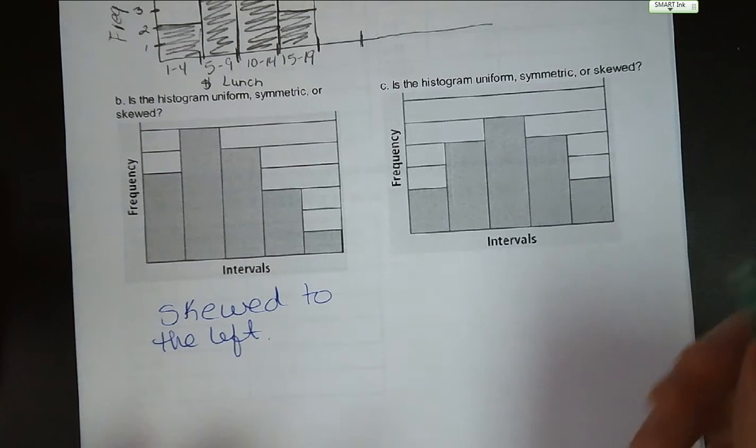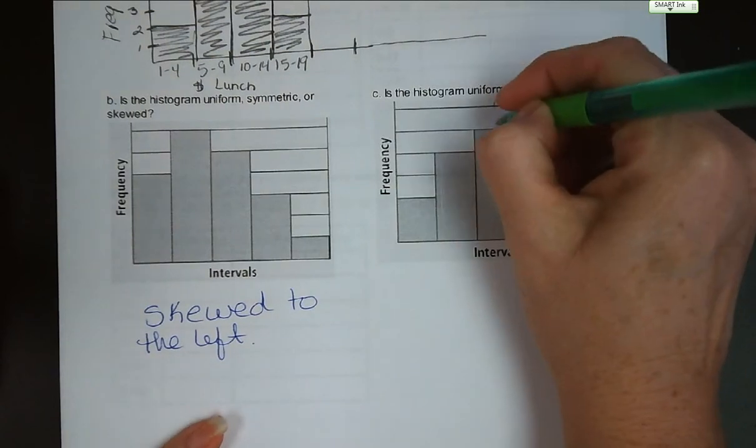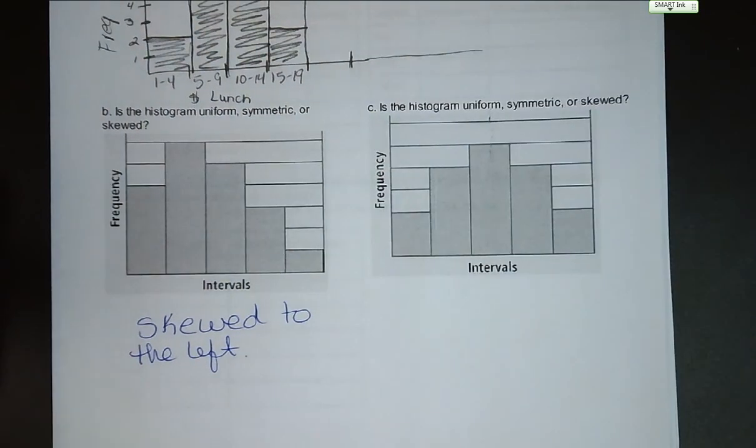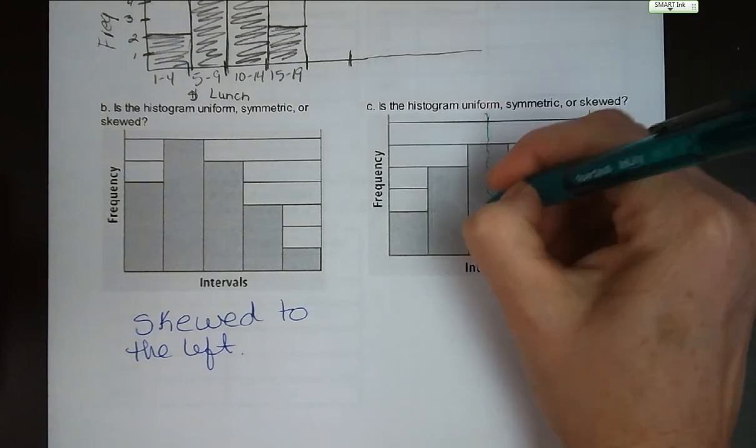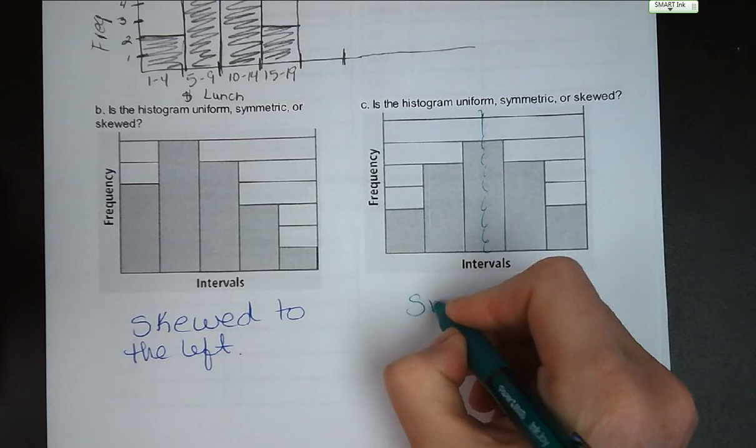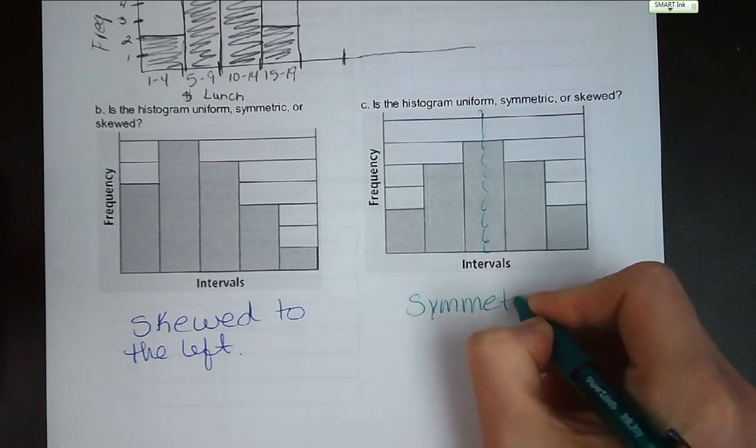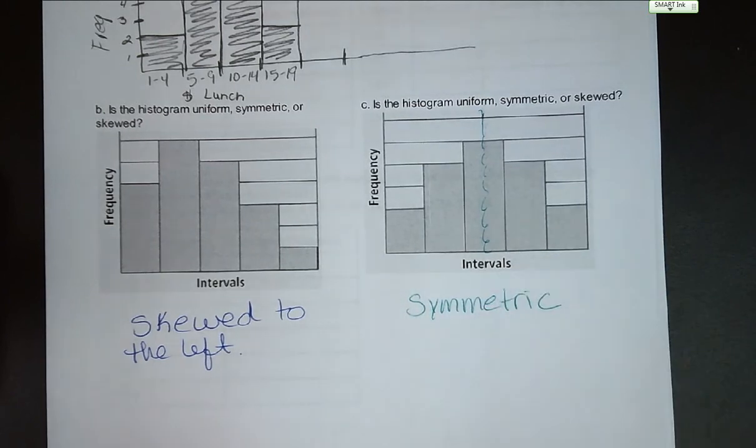Sorry. Letter C is the histogram uniform, symmetric, or skewed? Well, looks like we can draw a line down the center of that, and it's mirrored, so that is going to be a symmetric graph.